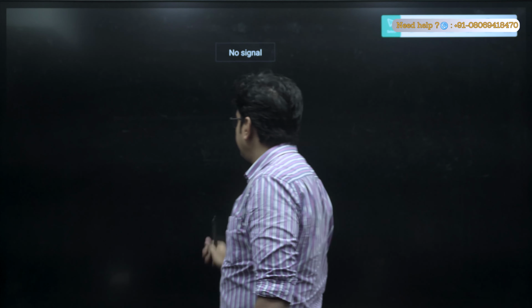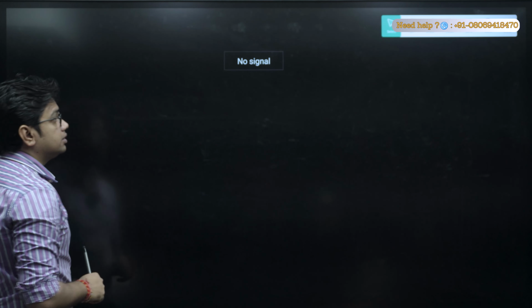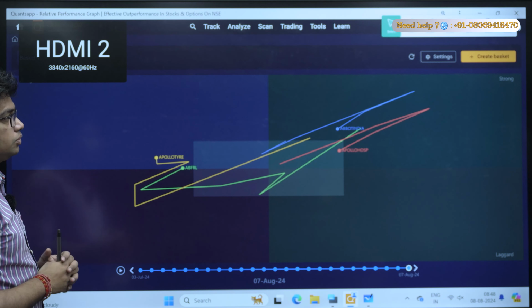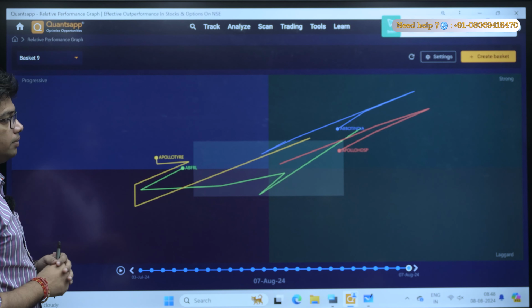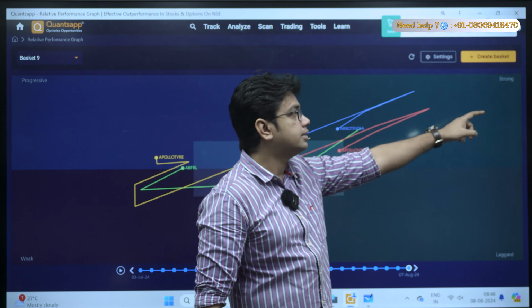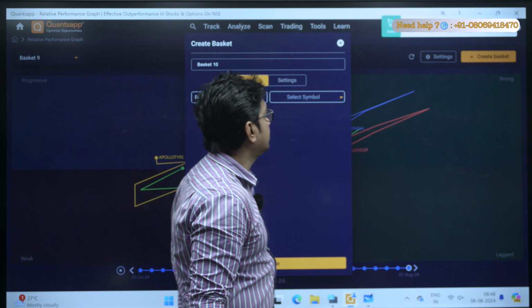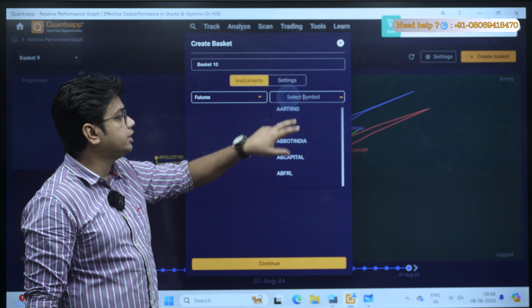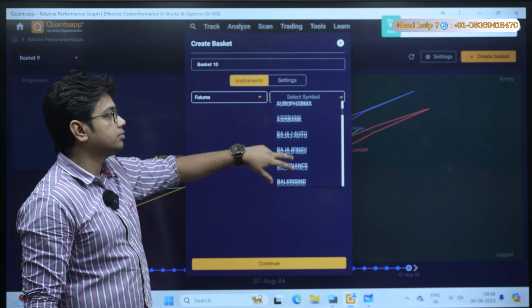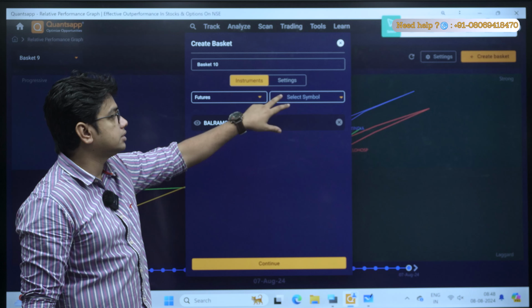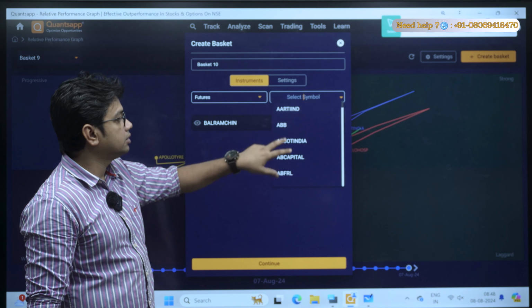Now, let me give you an idea of how to consider the stocks. I can create the basket over here, just click over here. I can choose any stock out of the 180 stocks. If I select any stock like this, let's just say here, you can see.